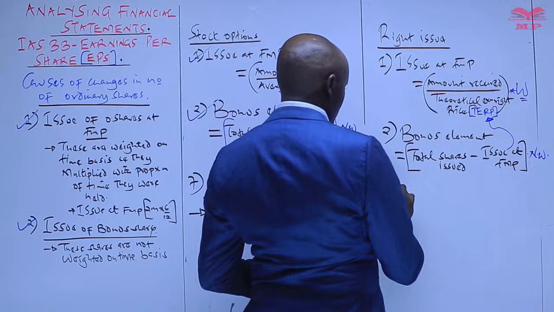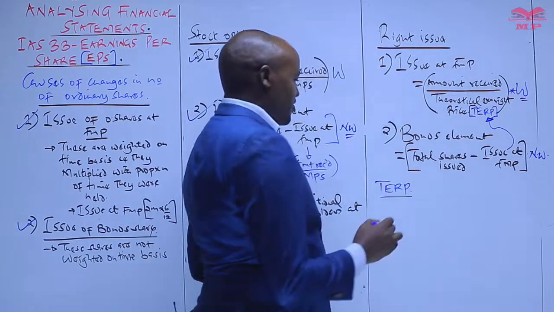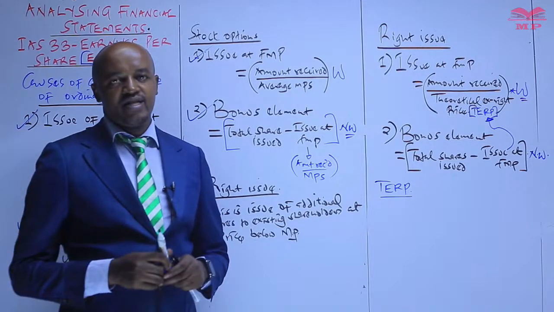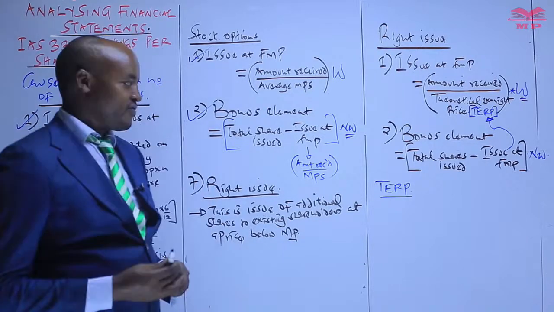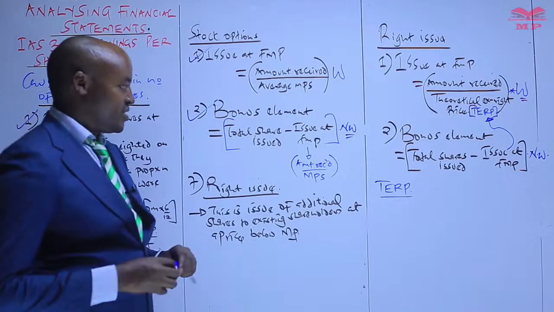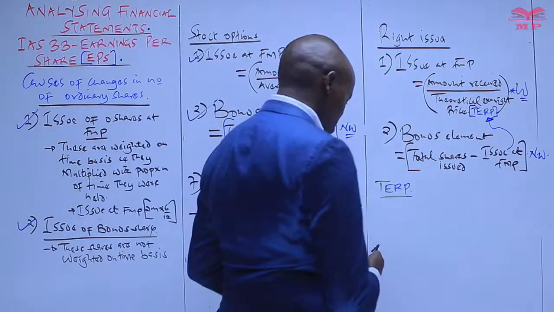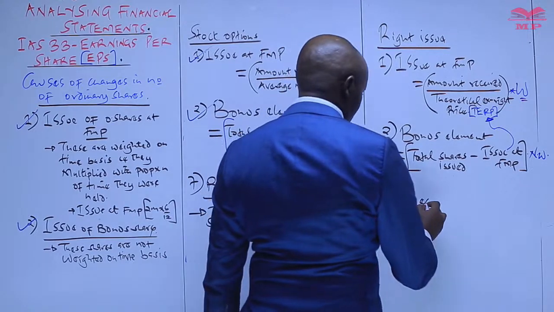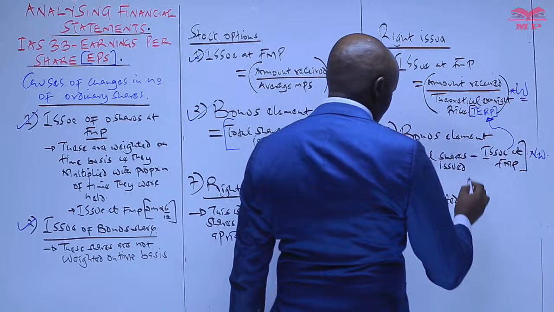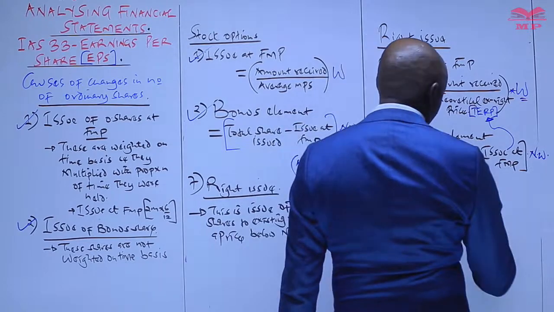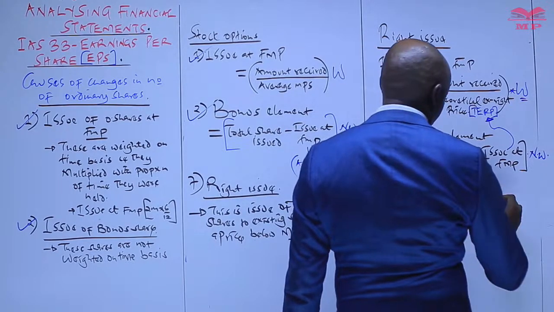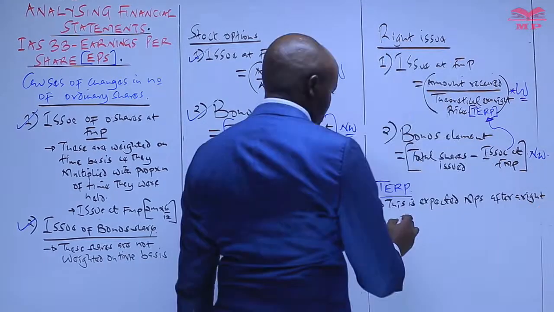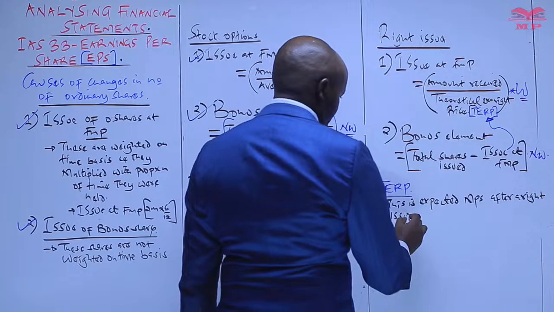Theoretical ex-rights price, in very simple terms, is the expected market price per share after the rights issue. The price at which the shares of the company will be trading in the securities exchange market after the rights issue.